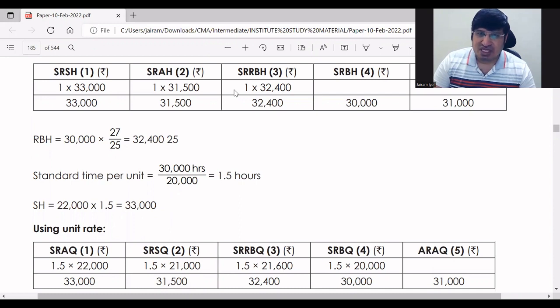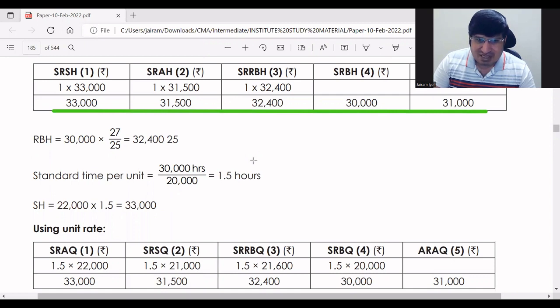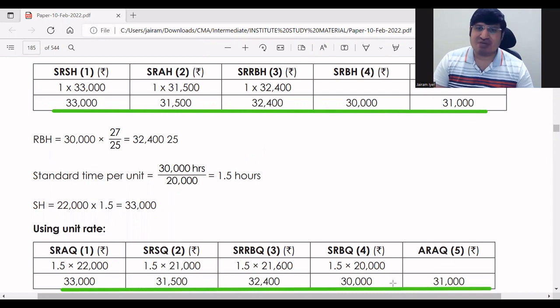Now, first thing: in the table, all figures will be the same. Just compare these with these, they are exactly the same. When figures are the same, that means all variances which get computed will be the same. Whatever you are doing, 1 minus 2, 1 minus 4, all those things will be the same. No change in anything. Now you only have to see that here you are using the hours rate, here you are using the unit rate.